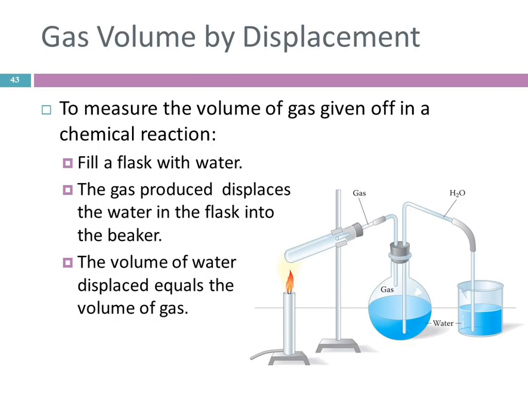We can also use displacement to measure the volume of a gas. So in this example here, we've got some sort of a reaction that's generating a gas. We have a flask with water, and the tubing is set up so that the gas comes in at the top, and the gas will then force liquid out. And the liquid goes up through this tube and out into the beaker.